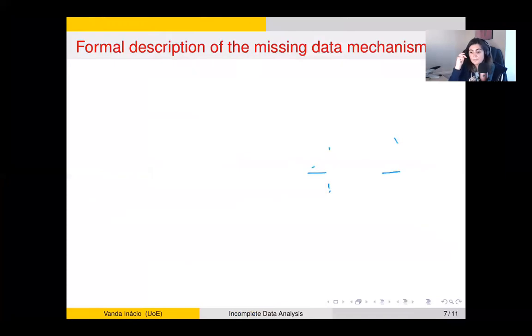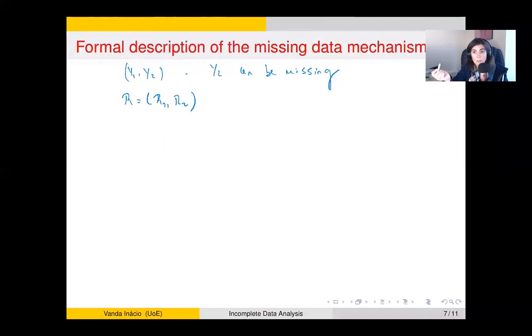Okay, so let us now do a small example. This is an example that has appeared in a book. Suppose that we have two variables, y1 and y2, and y2 can be missing. y1 is fully observed. I'm suppressing the dependence on the individual, so I could define r to be r1, r2. But r1 will always be 1 because y1 is fully observed.